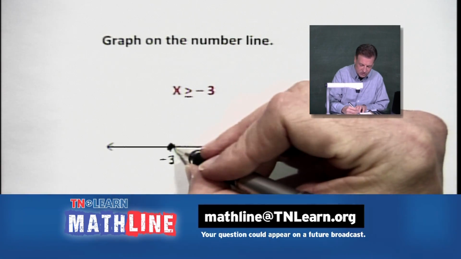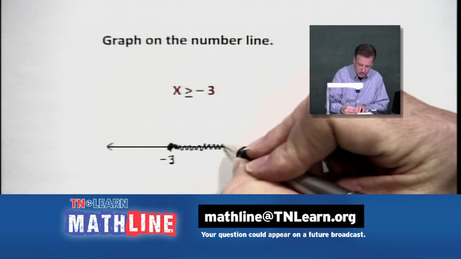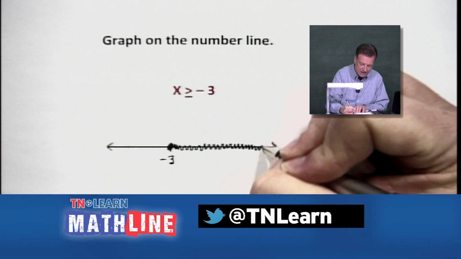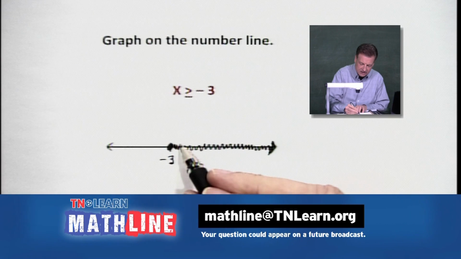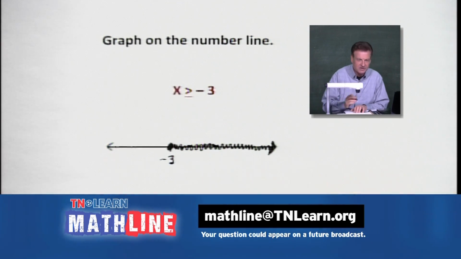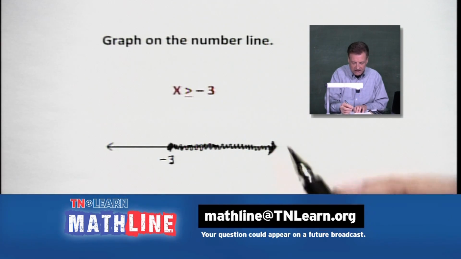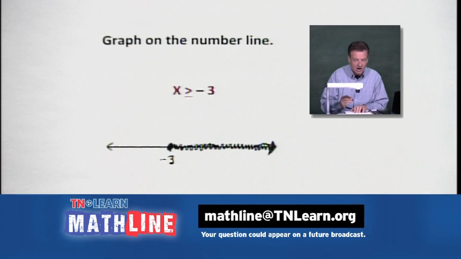So greater than says we are going to work our way to the right, to the right, to the right. And we'll make that nice darker edge there. And you get the idea. It's all the way over and down through there. Yeah, there we go. All right, good deal.